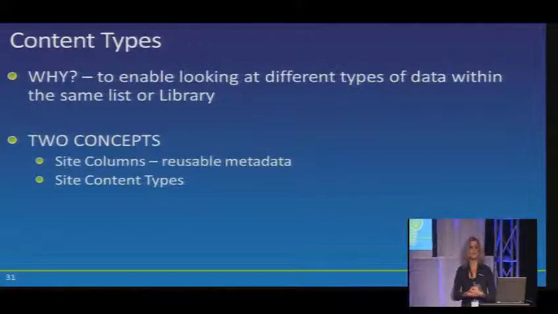Right, so the main reason to enable them is to look at different types of data within the same list or library. The example that I'm going to be showing is using this, but obviously one of the most common uses of content types is within document libraries. Two concepts that we're going to cover: site columns, because all content types require site columns, and site content types.